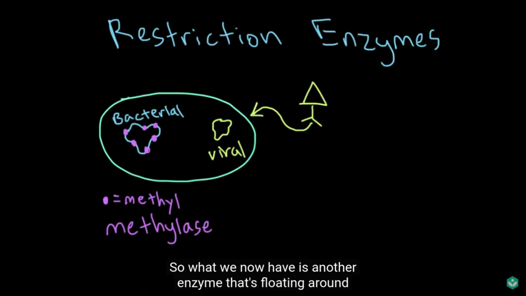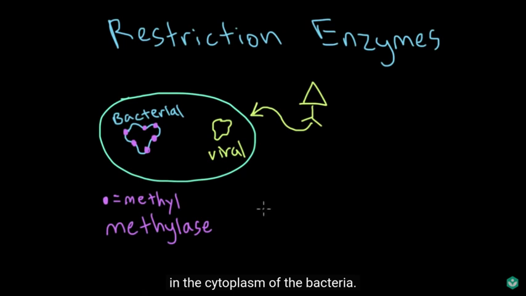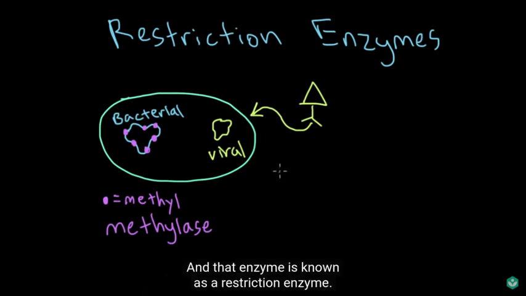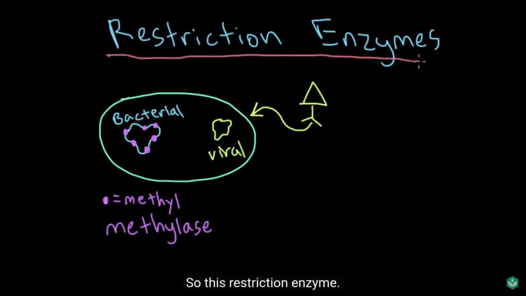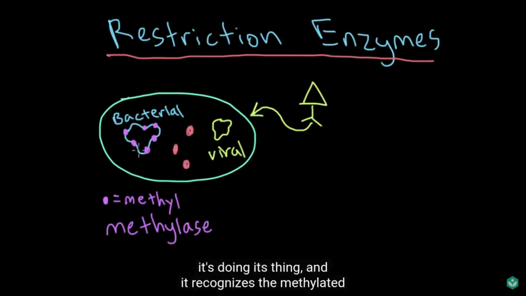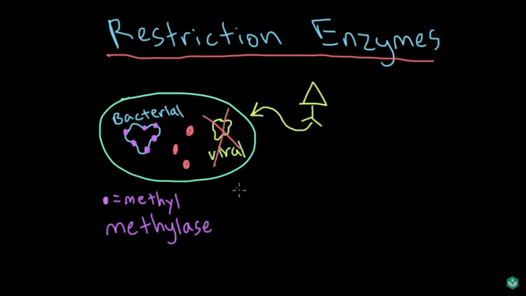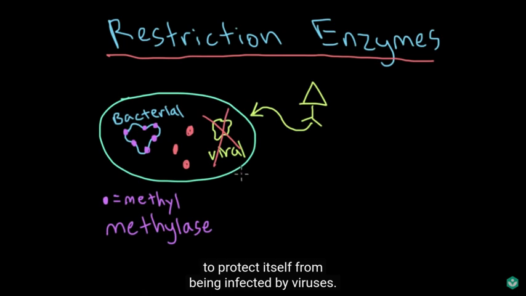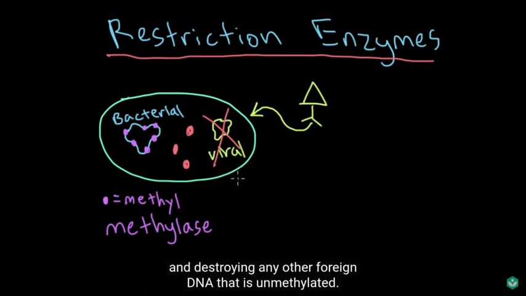So what we now have is another enzyme that's floating around in the cytoplasm of the bacteria, and that enzyme is known as a restriction enzyme. This restriction enzyme is floating around, and it recognizes the methylated bacterial DNA, but then it sees this foreign unmethylated DNA and it goes and destroys it. So this is a way for bacteria to protect itself from being infected by viruses, by methylating its own DNA and destroying any other foreign DNA that is unmethylated.